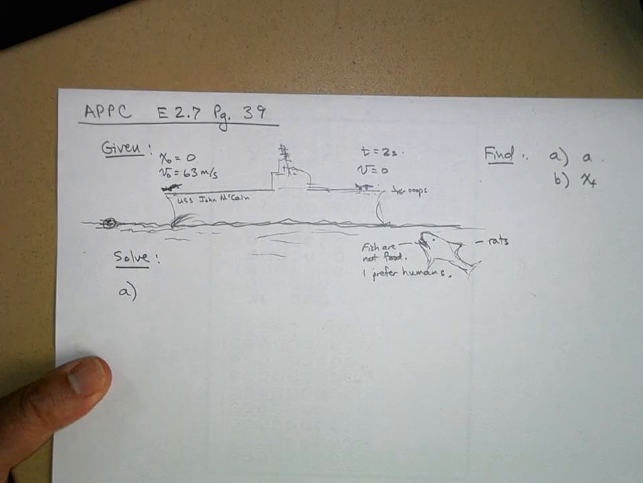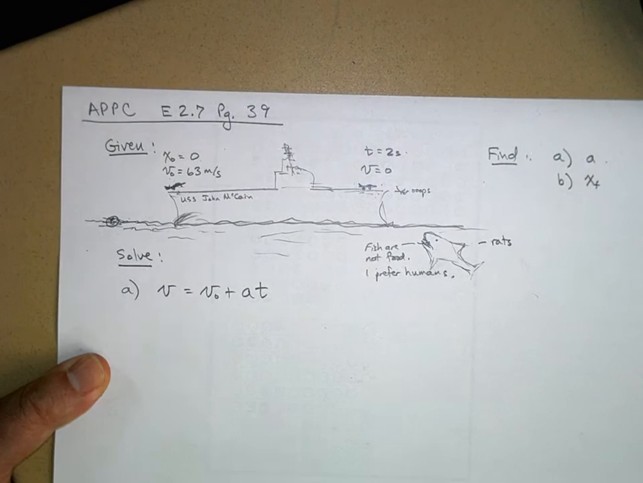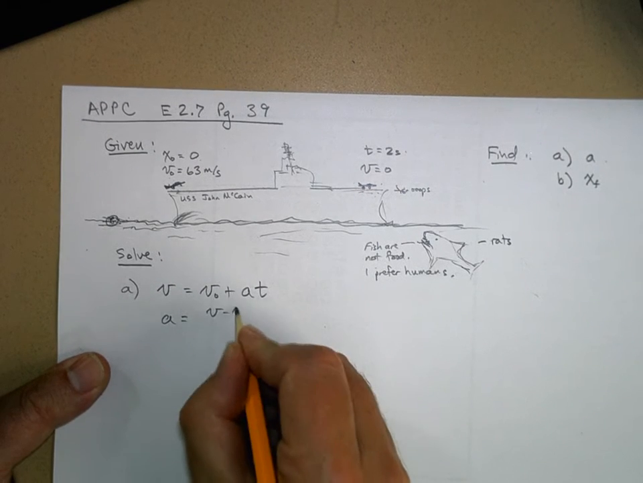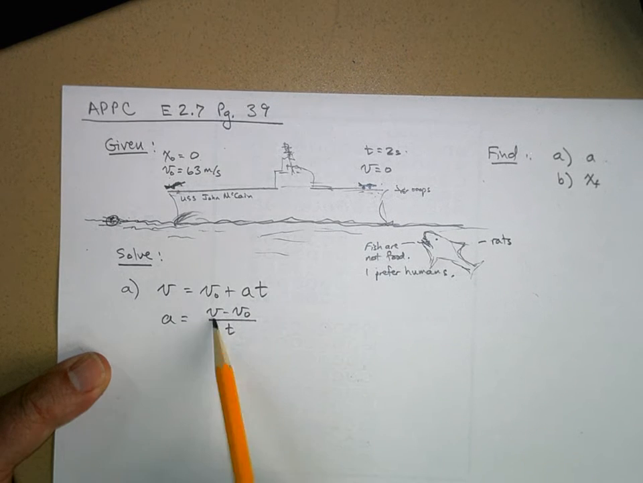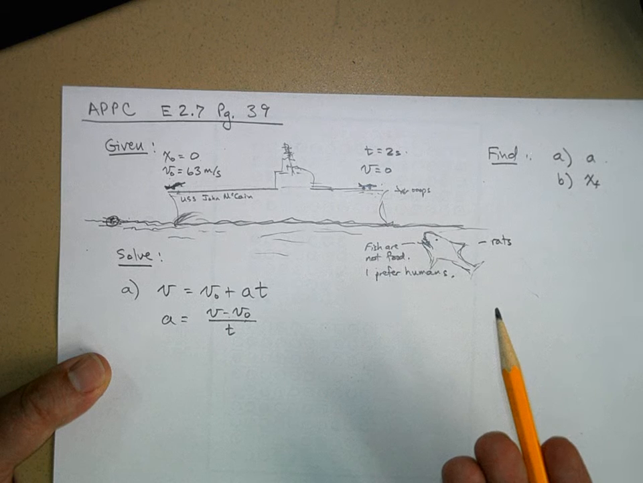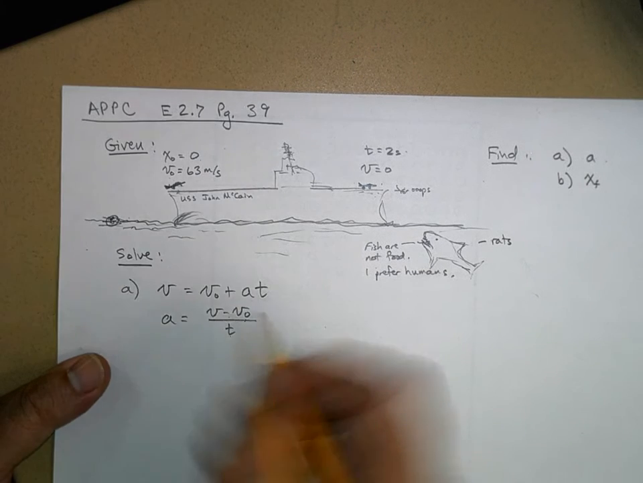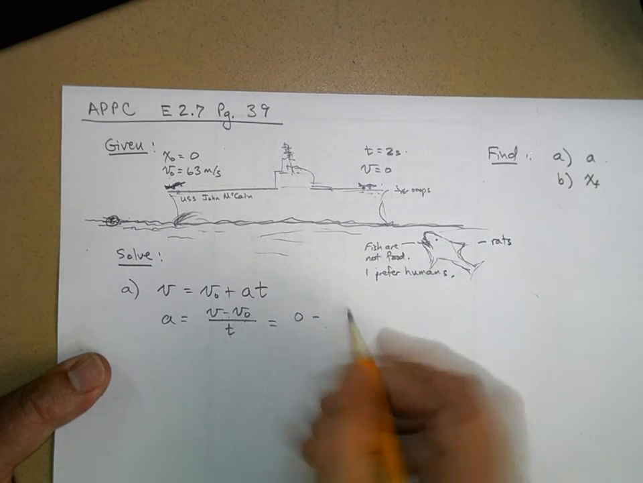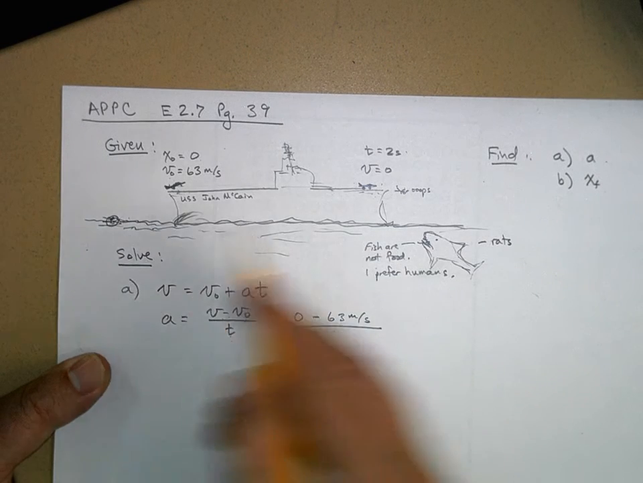So for part A, I would say, okay, v equals v naught plus at. That's the first equation. And then we simply solve for a. A equals v minus v naught over t. And look, this is just delta v over delta t. That's how we define acceleration, right? V final minus v initial, that's delta v. And the final time, well, it's like t final minus t initial. It's kind of like delta t, because t sub 0 is 0. Anyway, so the final velocity is 0 minus 63 meters per second divided by time, 2 seconds.